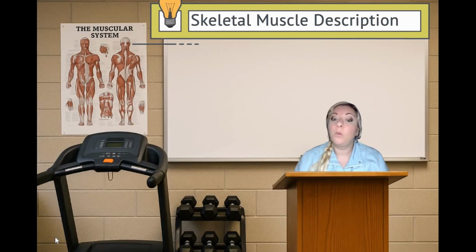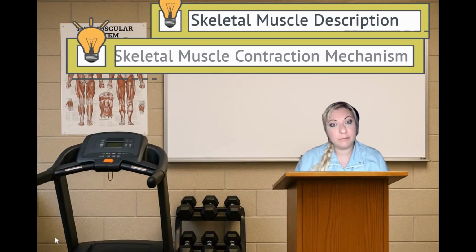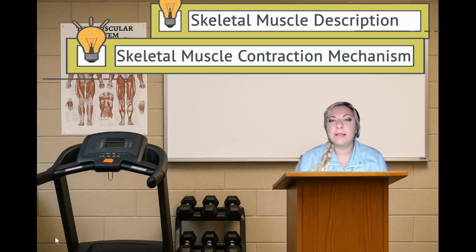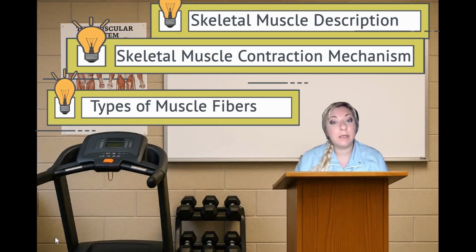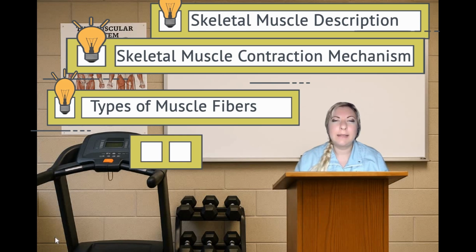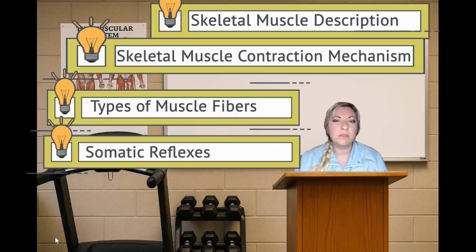In this session, we'll explore skeletal muscle description, what they are, how they are structured, and why they are essential for movement and posture, the contraction mechanism of skeletal muscles, the fascinating molecular ballet that allows muscles to shorten and generate force. Another topic will be types of muscle fibers. From explosive sprinters to marathoners, we'll look at how different fibers shape performance and fatigue. And lastly, we'll look a little bit also into somatic reflexes, just a tiny bit.